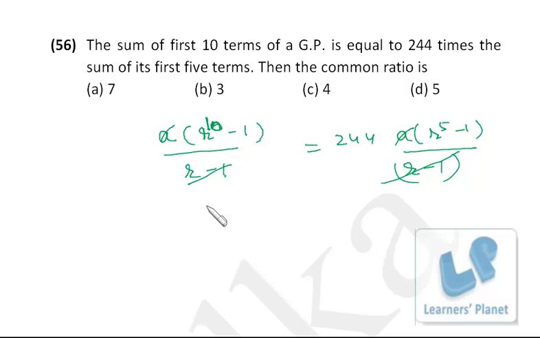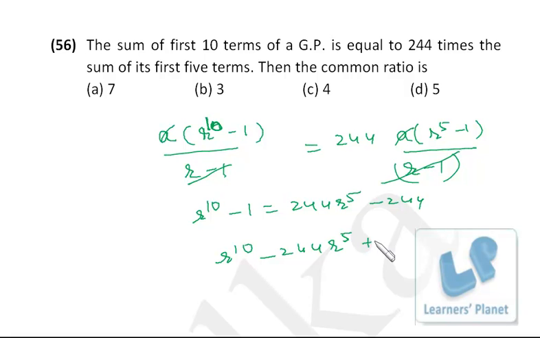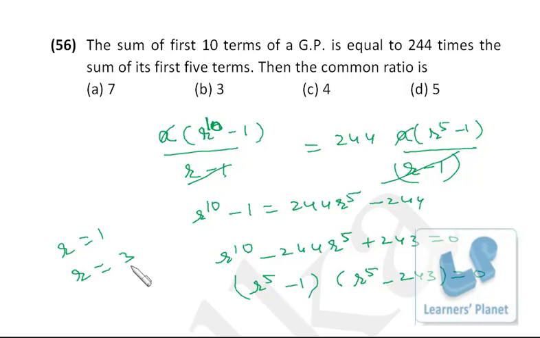Now solve it. R raised to 10 minus 1 is equal to 244 R raised to 5 minus 244. So precisely it is R raised to 10 minus 244 R raised to 5 plus 243 is equal to 0. So that's really simple. It's (R raised to 5 minus 1)(R raised to 5 minus 243) is equal to 0. So R raised to 5 is equal to 1, so R is equal to 1, or R raised to 5 is equal to 243. So R is equal to 3.